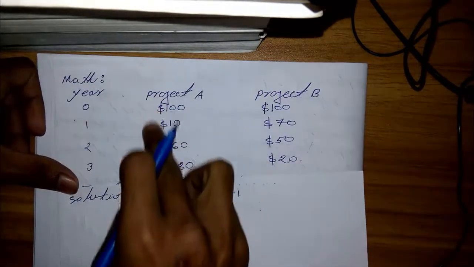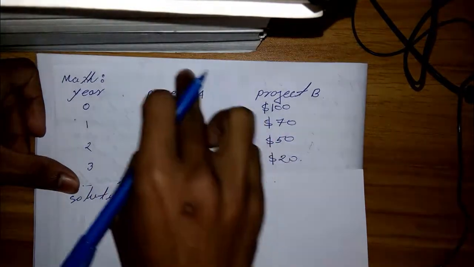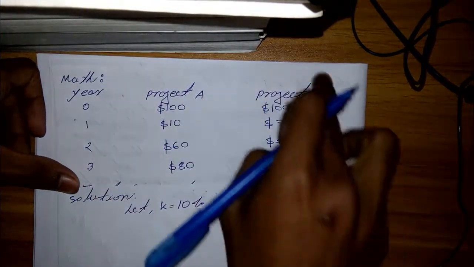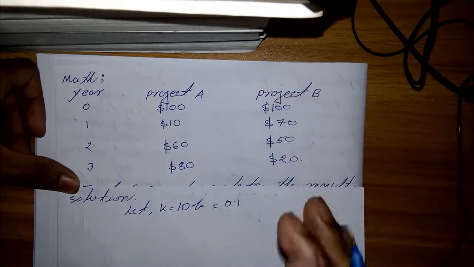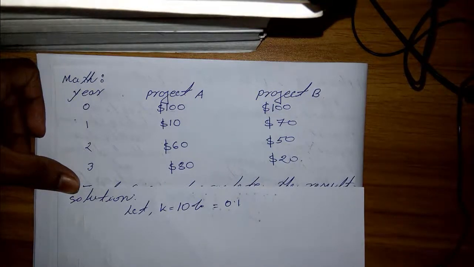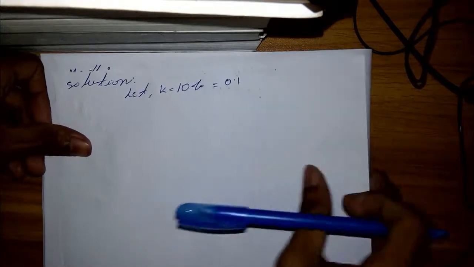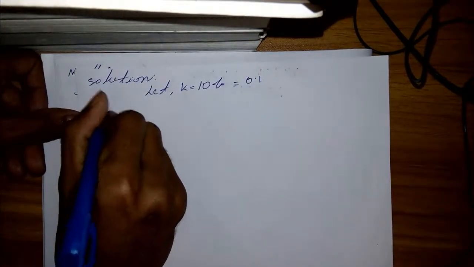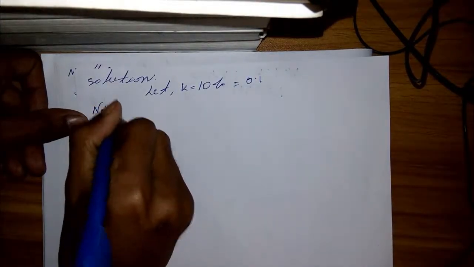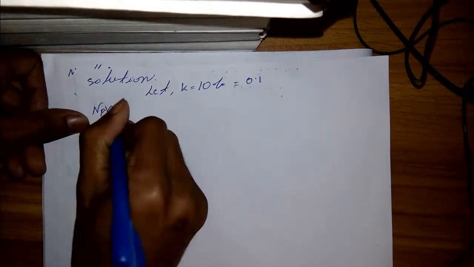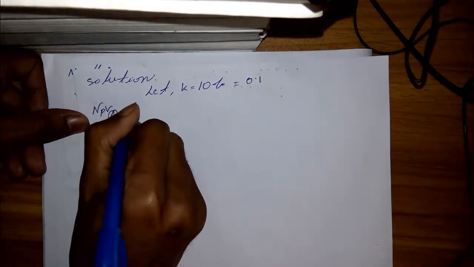NPV for this project A. Okay. I solve this first, then NPV for project B, and another project C, D, it's solved step by step, like that. So NPV A, for project, that indicates A. Okay, equal.